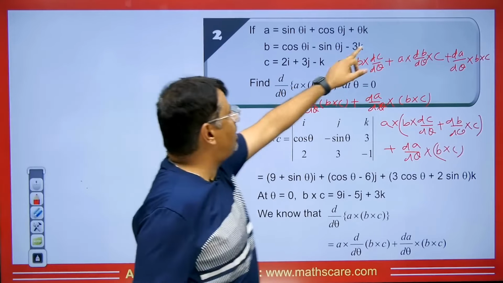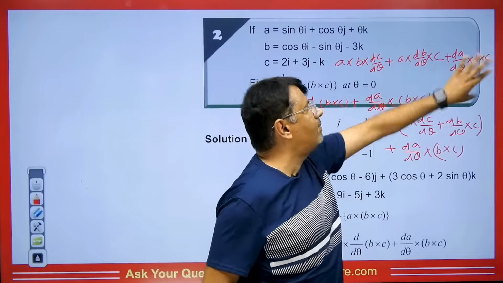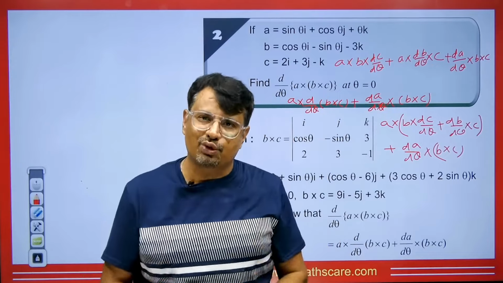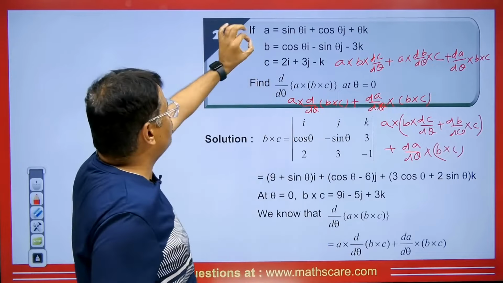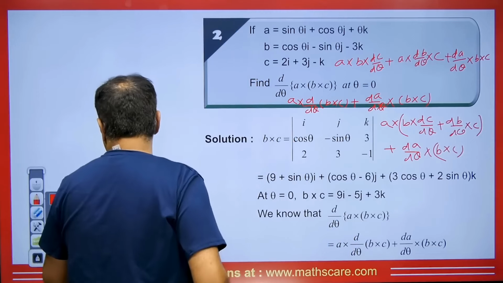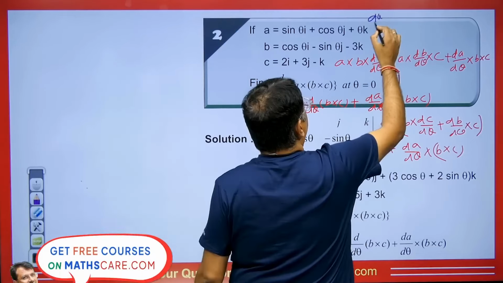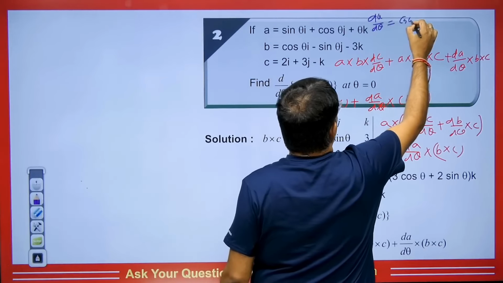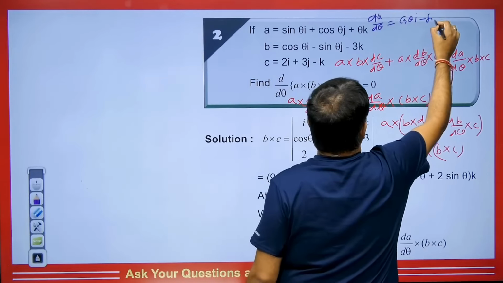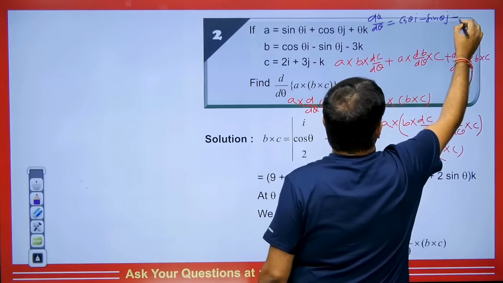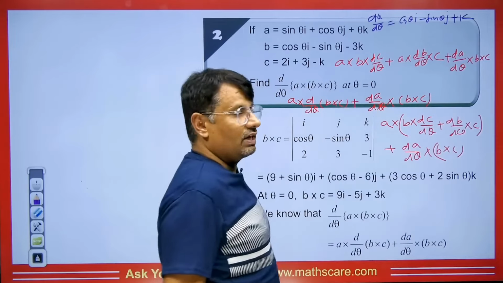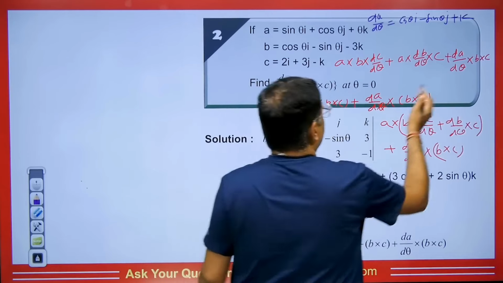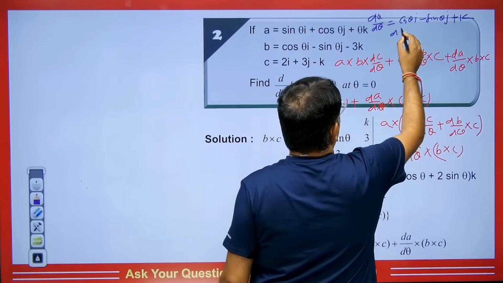Now we need dC by d theta, dB by d theta and dA by d theta at theta equal to 0. Let's do one thing, calculate the value at theta equal to 0. Okay, I'll change the color. Then I will calculate the value of dA by d theta. So we will get cos theta multiplied by i, and this will be minus sin theta j, and we will get this as k. Now put theta equal to 0, right? Because we have to put the value of theta as 0 here.